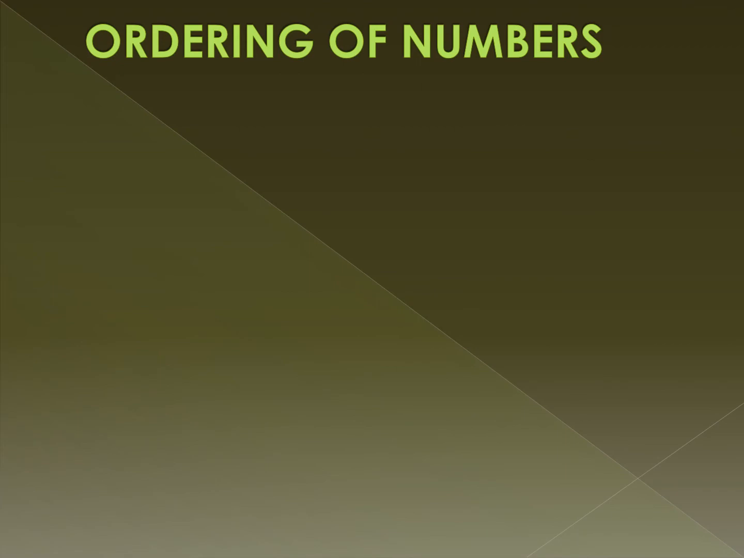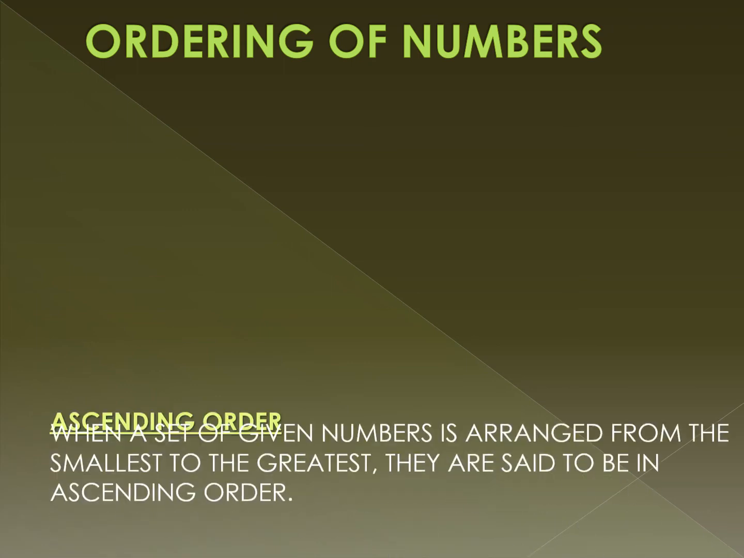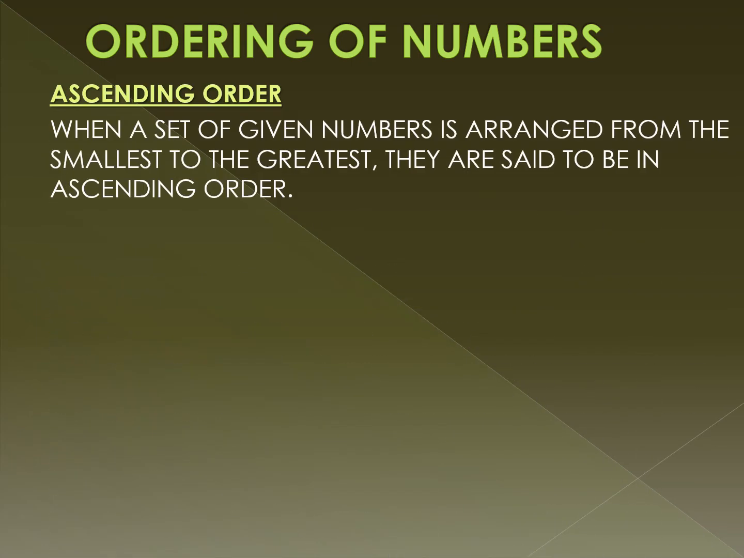Now the next topic is ordering of numbers. Let's understand what we mean by ordering of numbers. We can arrange numbers in ascending order and descending order. First, let's look at what we mean by ascending order. When we have a set of given numbers and they are arranged from the smallest number to the greatest number, they are said to be in ascending order.